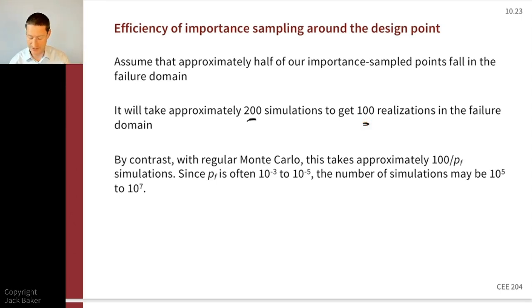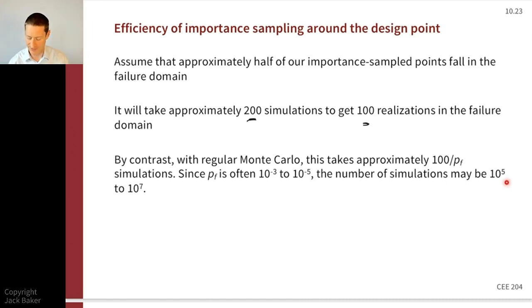But if it's regular Monte Carlo, it's going to take me about 100 divided by PF simulations to get 100 failures, right? So if the probability of failure is 1 in 50, then it's going to take me about 50 times 100 simulations to get 100 that, on average, caused a failure. And that's where we were running into these tens of thousands, hundreds of thousands, maybe millions of simulations.